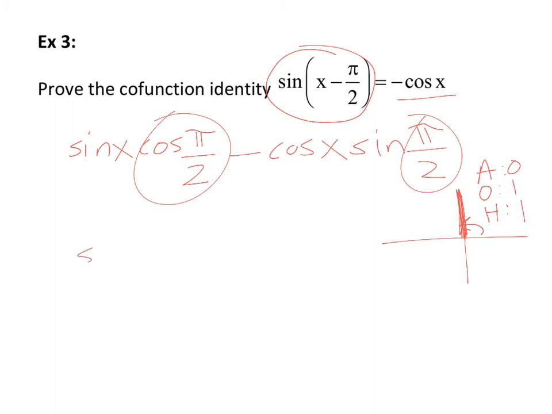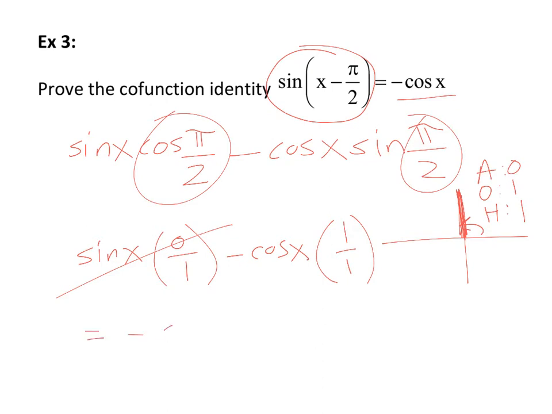So I have sine of x, and then I end up with cosine, which is adjacent over hypotenuse, and then cosine of x. And then sine, which is opposite over hypotenuse, which is 1 over 1. All right, so since I have 0 here, that's gone. And then I have negative cosine x times 1, which is just negative cosine x. So I've proven the cofunction identity. There we go. Done.